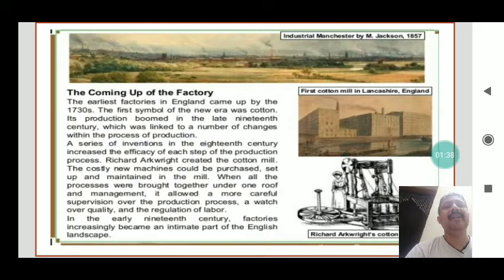A very interesting thing here is that now all the things came under one roof. Management and supervision all became very easy, because all the tasks that were going on in different parts of the village now got assembled at one place under one roof. So it was very easy to supervise and to check the quality of the particular product. Situation became much easier with the coming of the factory.